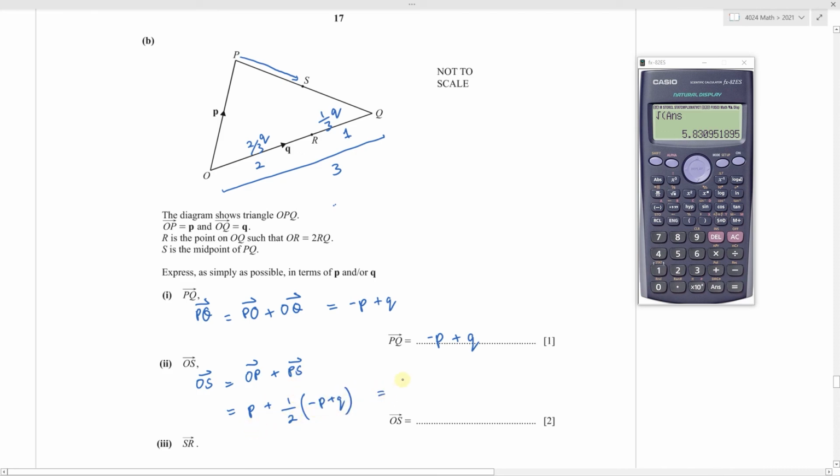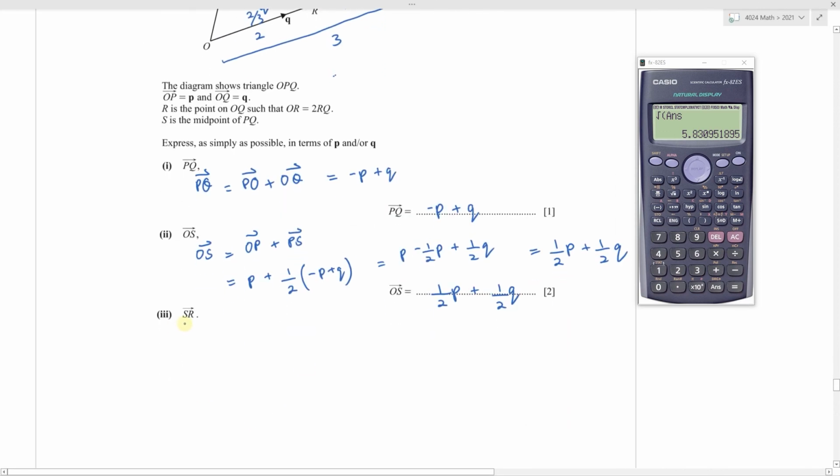So now let's calculate this. This will be P minus 1 by 2 P plus 1 by 2 Q. And P minus 1 by 2 P will be 1 by 2 P, and this 1 by 2 Q as it is. So your vector OS is 1 over 2 P plus 1 over 2 Q.